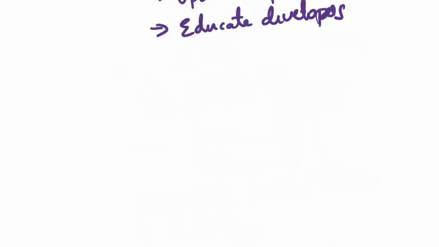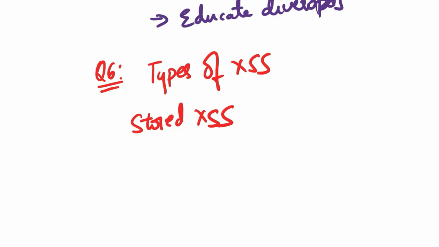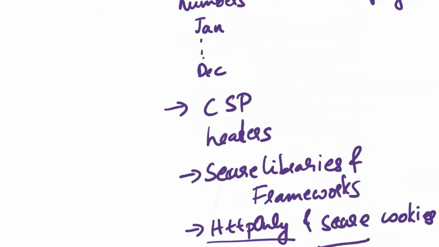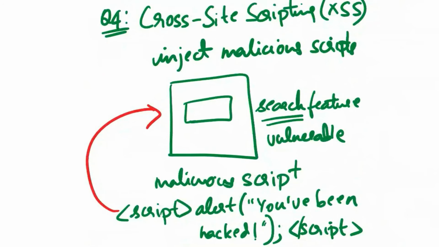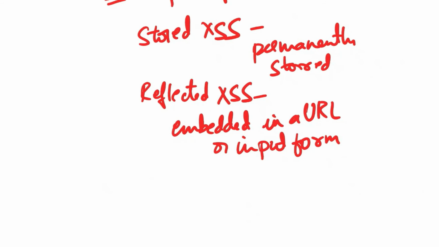Let's move on to the next question. This is also related to cross-site scripting. Name some types of cross-site scripting attacks. First is stored XSS. Here the malicious script is permanently stored on the target web server and it is served to users when they access a specific web page or resource. Next type is reflected XSS. The malicious script is embedded in a URL or input form. So the one that we discussed in the fourth question, right? This one is an example of reflected XSS. The malicious script is embedded in a URL or input form and it is reflected off a web server to the user's browser, typically as part of an error message or search query.